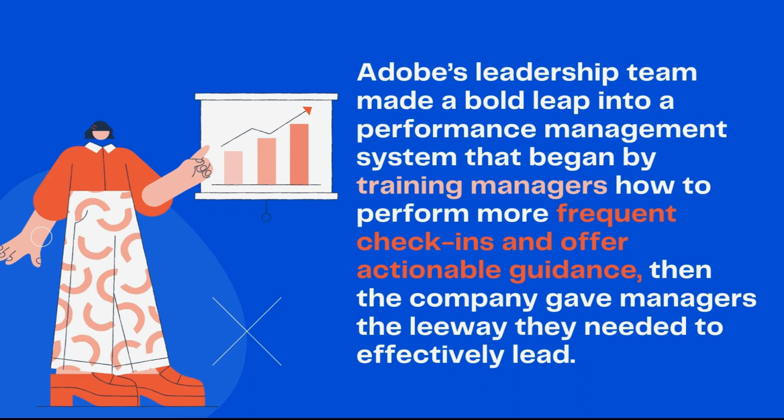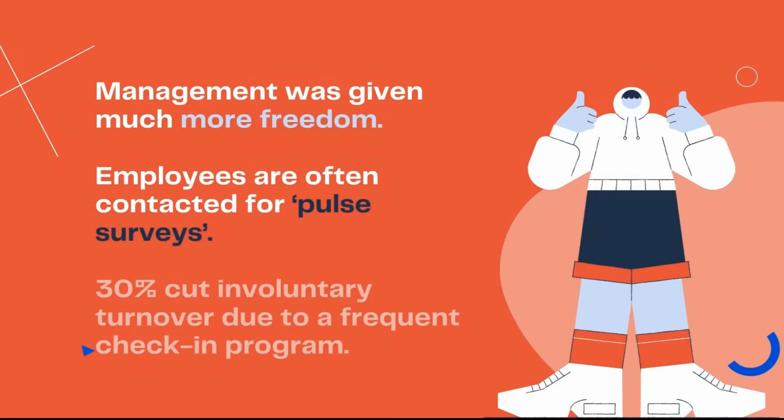Then the company gave managers the leeway they needed to effectively lead. Management was given much more freedom in how they structured their check-ins and employee review sessions, as well as more discretion in salaries and promotions. Employees are often contacted for pulse surveys, a way for the leadership team to make sure that individual managers are leading their team well. One of the many positive results of this has been a 30% cut in voluntary turnover due to a frequent check-in program.